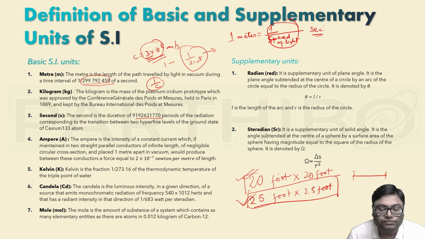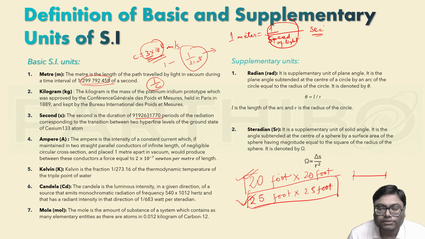monochromatic radiation of frequency 540 into 10 to the power 12 hertz, and that has a radiant intensity in that direction of 1 by 683 watt per steradian. Okay. Mole. The mole is the amount of substance of a system which contains as many elementary entities as there are atoms in 0.012 kilogram or 12 gram of carbon 12.